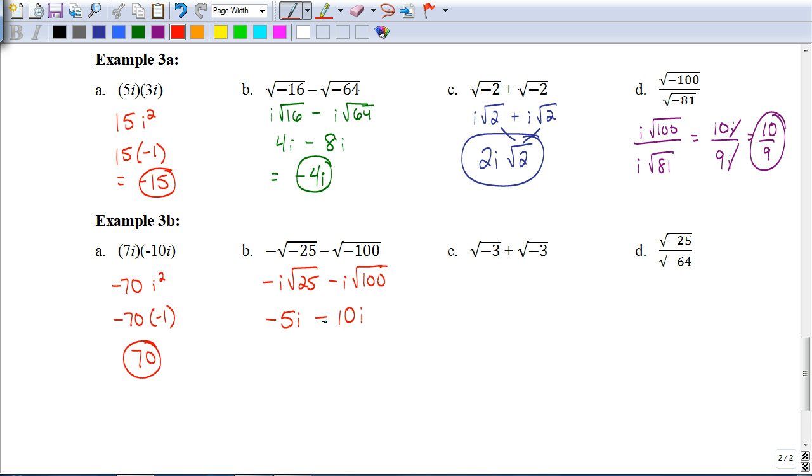Remember the proper way to write these from the previous video is that we always put the number in front of the i, just like an x. You wouldn't write x times 5, we'd write it as 5x. So we do the same thing with the i. So we have -5i minus 10i. And this can be simplified further to be -15i.